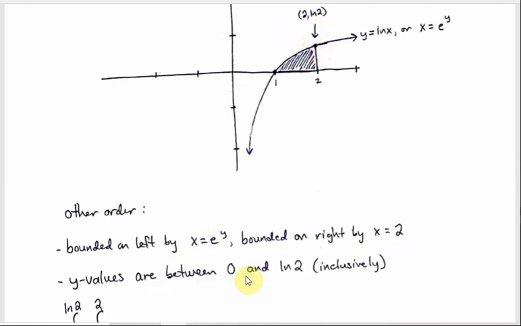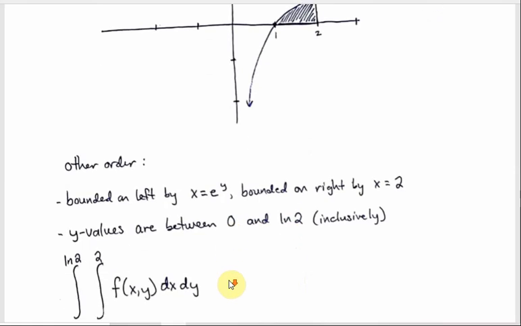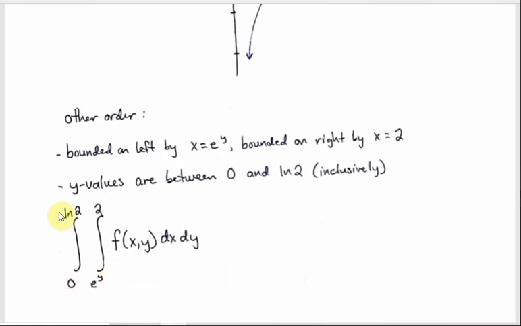So the y values go from 0 to ln 2, and so on the outer integral, the integrating with respect to y part, we should just have a 0 and an ln 2. And then the left bound, the lower bound going horizontally, was e to the y, and the right bound, which would be the upper bound, would be x equals 2. So e to the y up to 2, and then 0 to natural log of 2 when you switch it to go dx dy.